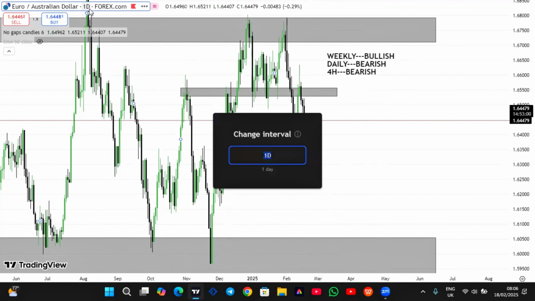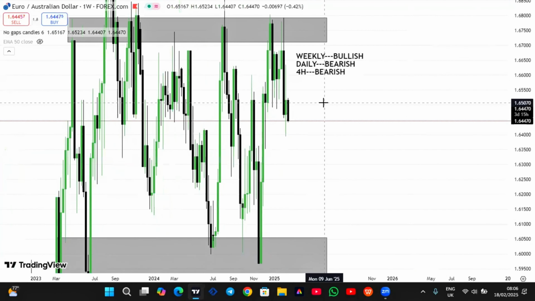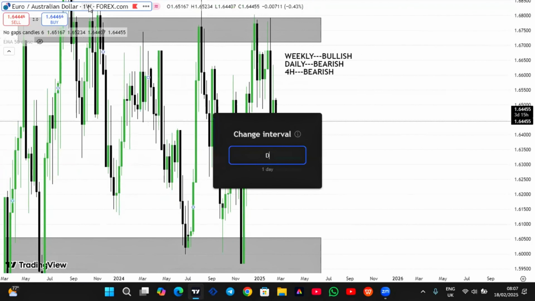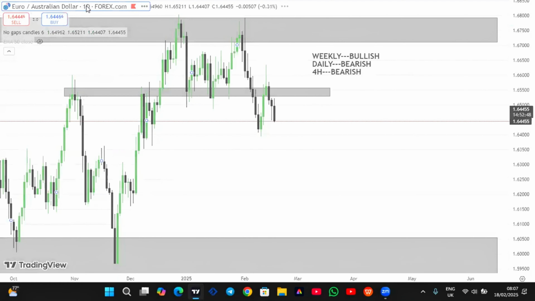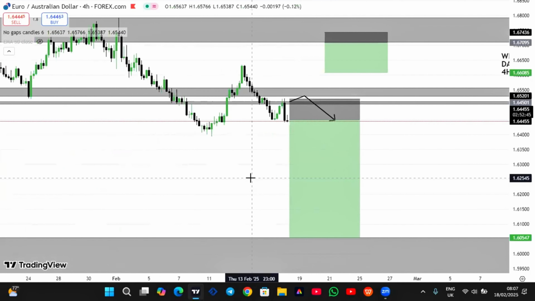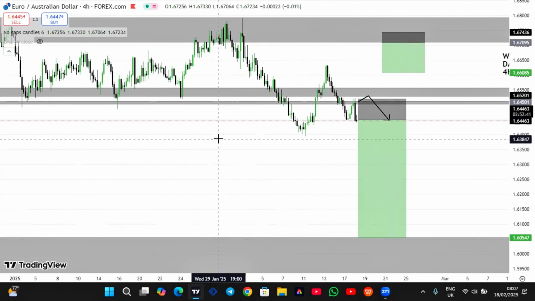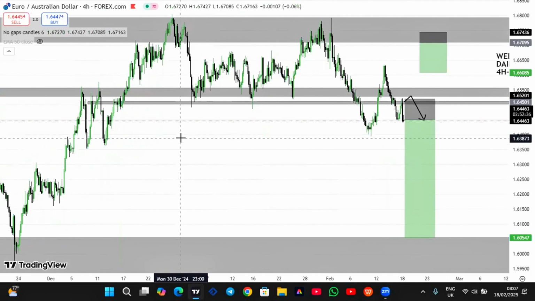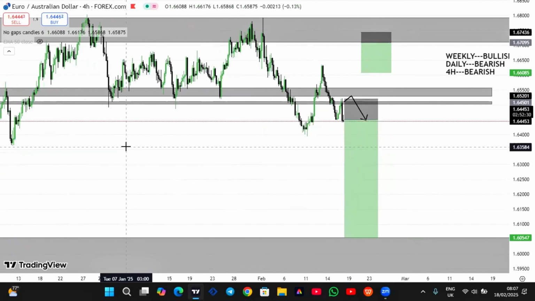Although the weekly trend is bullish, our daily trend is bearish and our 4 hours trend is bearish. As long as the daily trend and the 4 hours trend are bearish, oh, price is already leaving me because I'm explaining to you guys. So as long as our daily time frame and our 4 hours time frame are bearish, I can sell here because I have 2 time frames in sync. 2 time frames are in one direction, so I can go ahead and pick my sales.